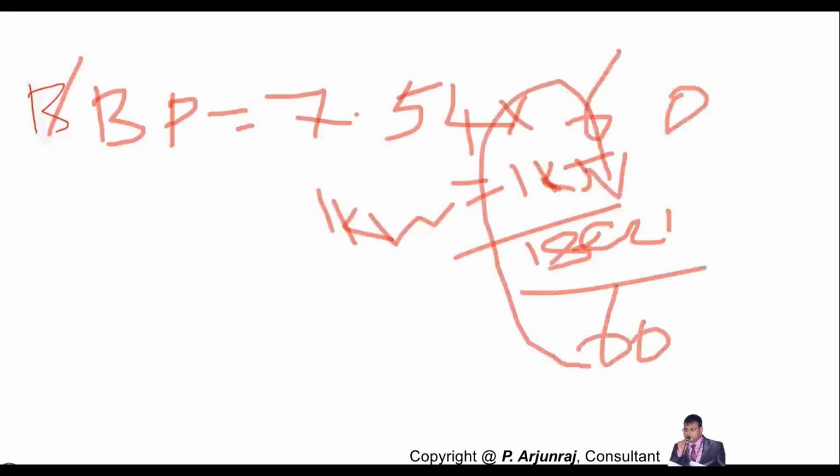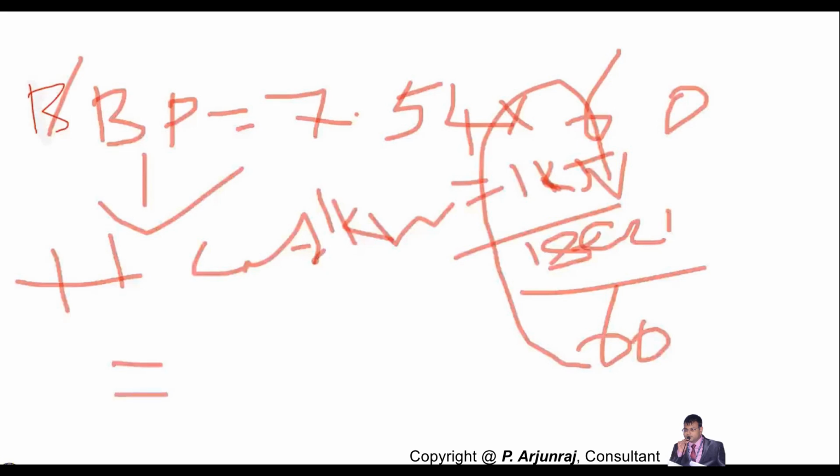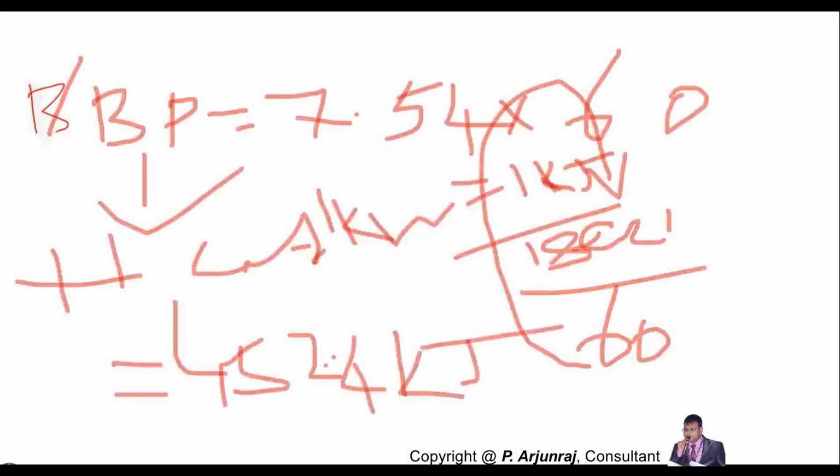the energy distributed in the form of heat. The energy distributed in the form of heat in the brake power is nothing but 7.54 into 60. It is nothing but 452.4 kilojoules per minute. Okay, so you know how you got this. Yes, we are going to convert kilowatt into kilojoules per second, and again convert it into minutes.